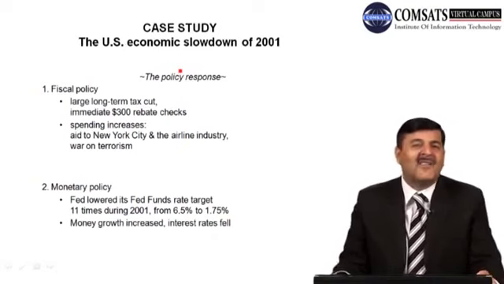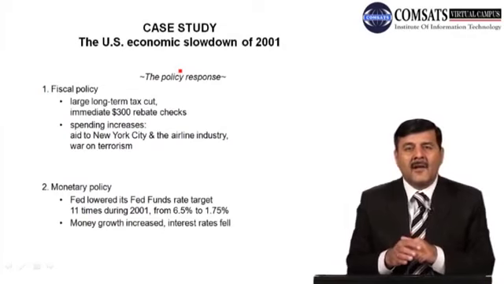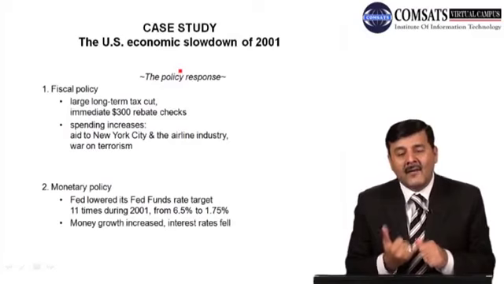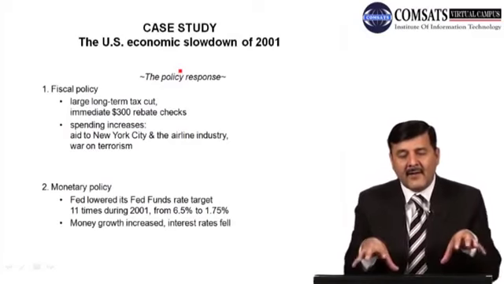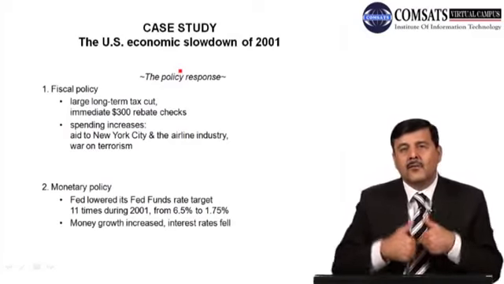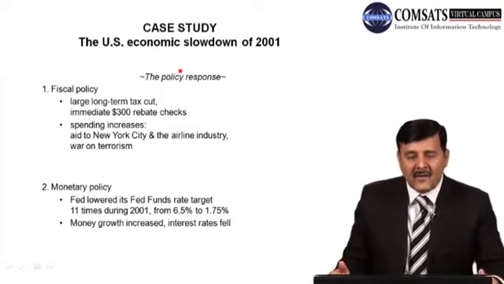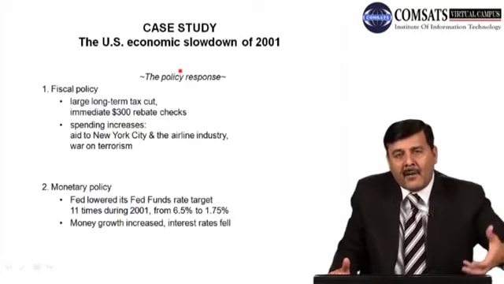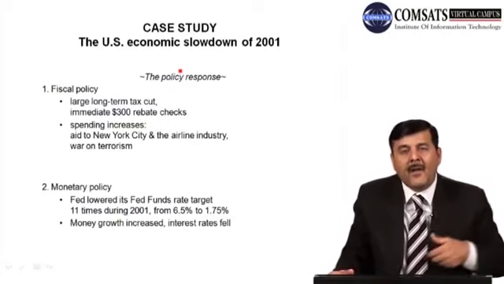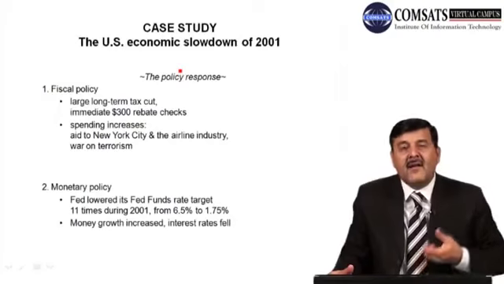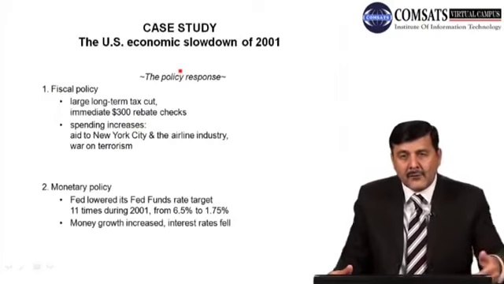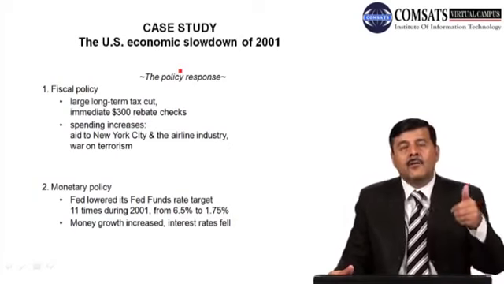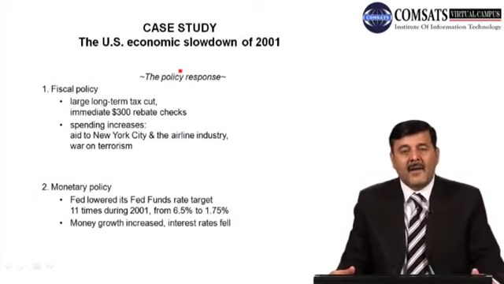This was the first policy response by the government. क्या किया उन्होंने इस शॉक से निकलने के लिए? Number one, there was large long-term tax cut. Number two, उन्होंने spendings बढ़ा दिए, special incentive दिए, special aid दी to the New York City जहाँ पे ये attack हुआ था, to boost up the airline industry and to reduce war, to reduce terrorism. Number two, on monetary policy side क्या किया US government ने?